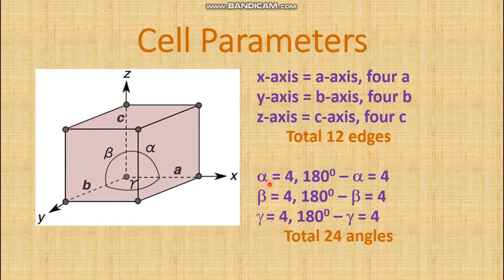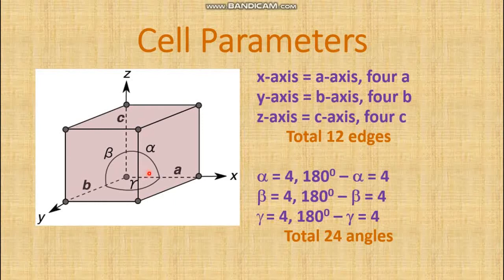So you will get 3 sets of 12 edges. There are 12 edges, but they are in 3 sets. Each set has the same length. Similarly, there are overall 3 into 8 vertices, that means 24 angles. In each vertex there are 3 angles, so there are overall 8 vertices, so there should be 8 into 3, 24 angles, but they are only described by 3 parameters which are alpha, beta and gamma.